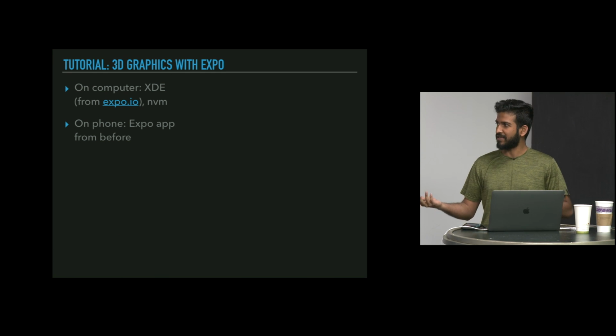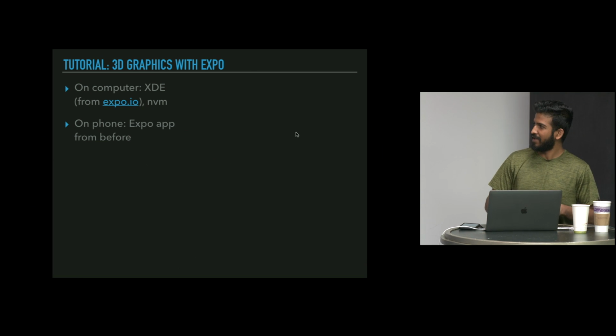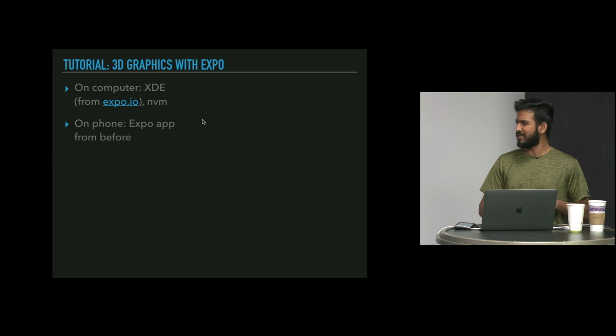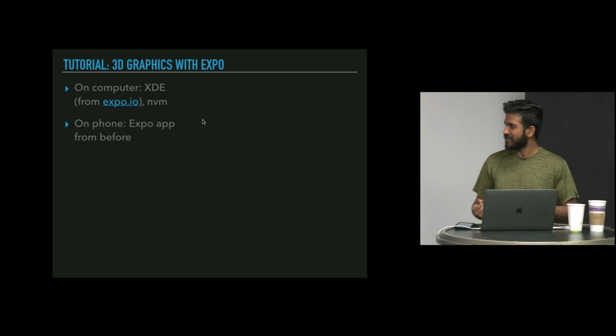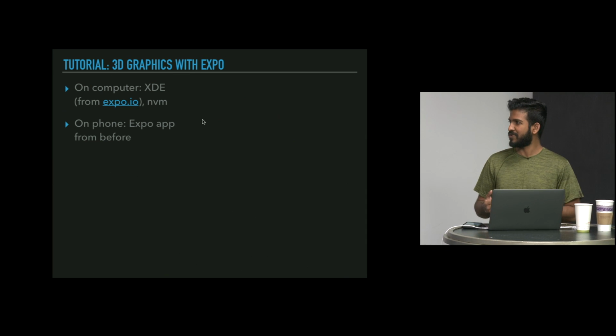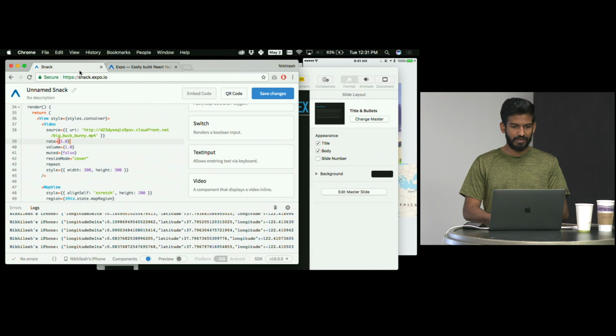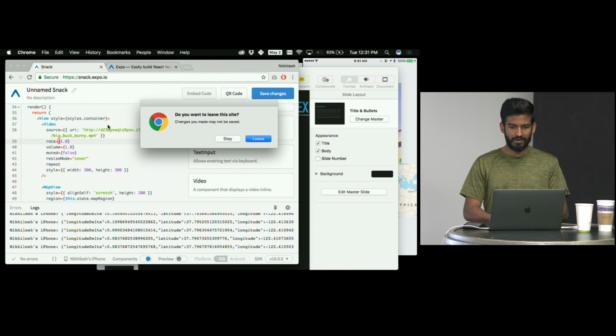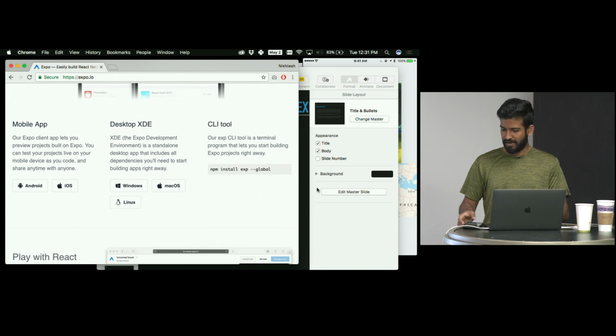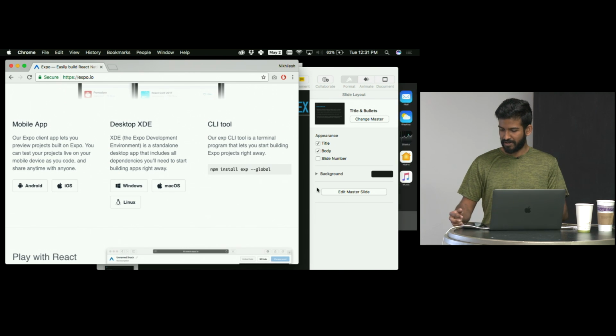So let's get XDE and also NVM, which is Node Version Manager, a way to get NPM, which is a way to get JavaScript packages that you can depend on. We're going to use Three.js, which is a 3D engine, and we're going to install it from npm. So go back to Expo. Let me just kill this application.